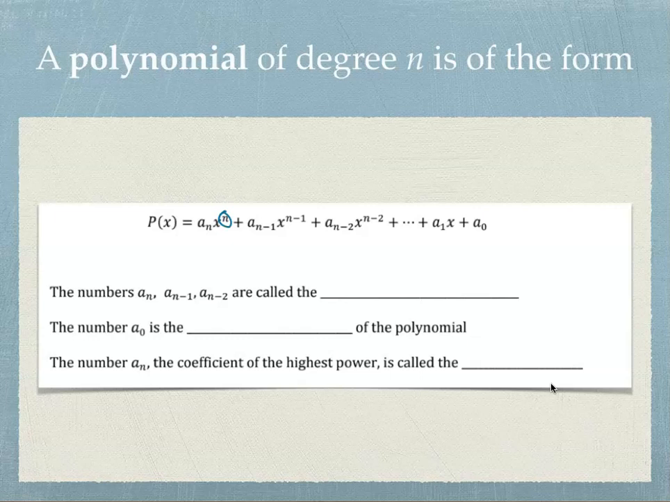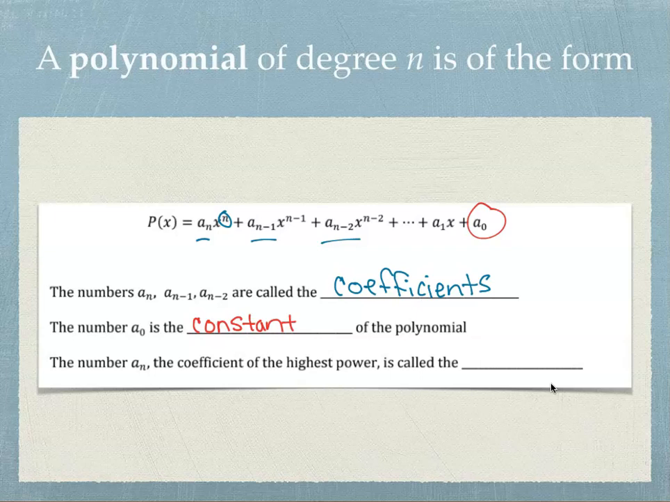And it's always going to be in this form: a number and then a variable, plus a number and then a variable, plus a number and then a variable. The numbers a sub n minus 1, a sub n minus 2 are called the coefficients. Okay, the number a sub 0 out here at the end, this guy is called the constant of the polynomial.